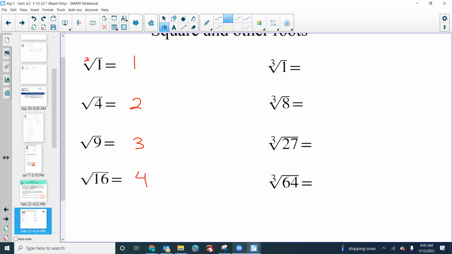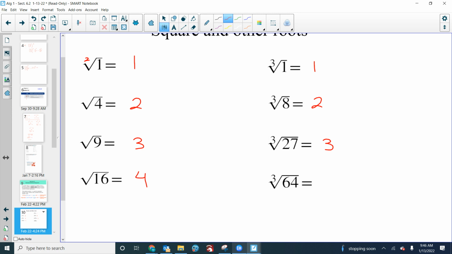Very good. What's the cube root of 1? Now it's a different question. Now it's not what number times itself. It's what number times itself again gives me that number. What's the cube root of 1? 1. Cube root of 8? Cube root of 27. 3. 3 times 3 times 3 is 27. Very good. Cube root of 64. 4. Check. It's 4 times 4 times 4. 4 times 4 is 16. 16 times 4 is 64.